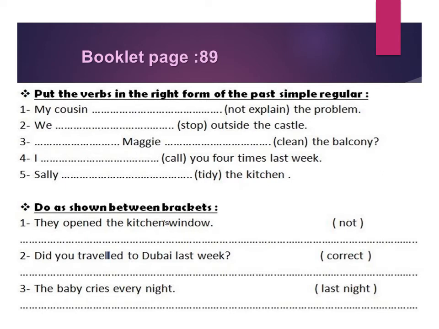Do as shown between brackets. Number 1, they opened the kitchen's window. Please add apostrophe and s after kitchen. So we have here to add not to the sentence and make it in the negative form. Before adding not, we have to use the helping verb did in the past. So it will be they didn't open the kitchen's window. Here, remember that you can't add ed to the verb after didn't.